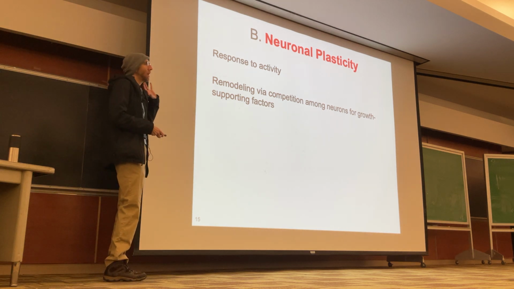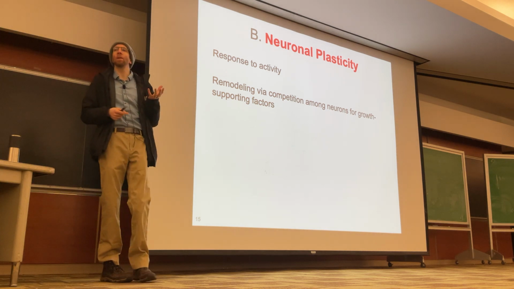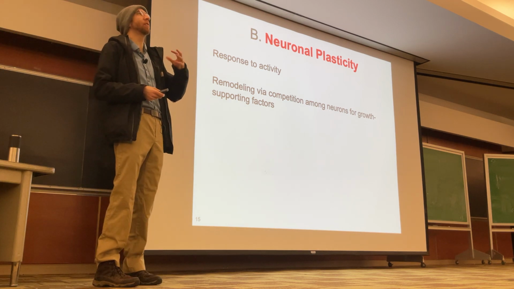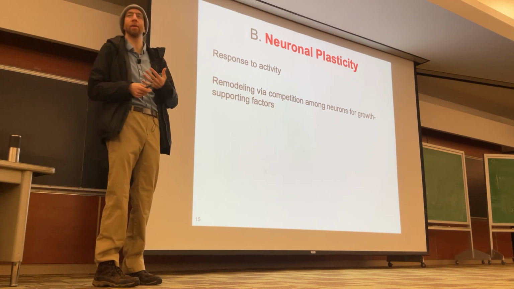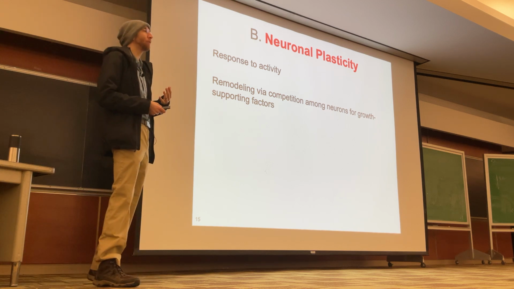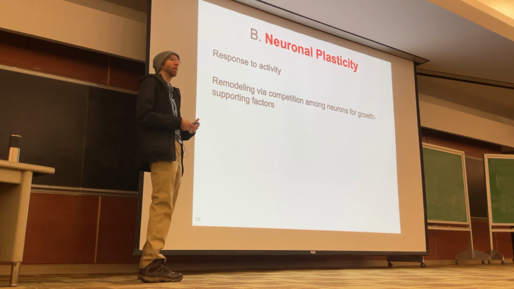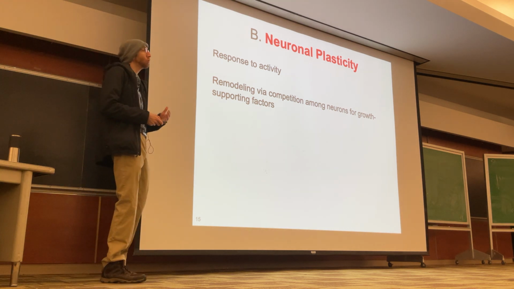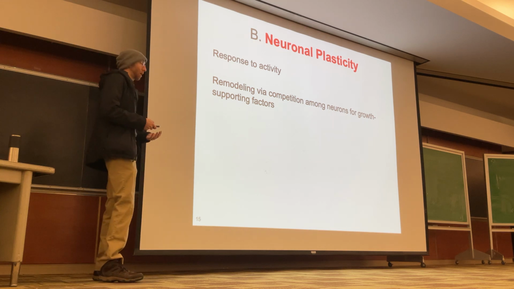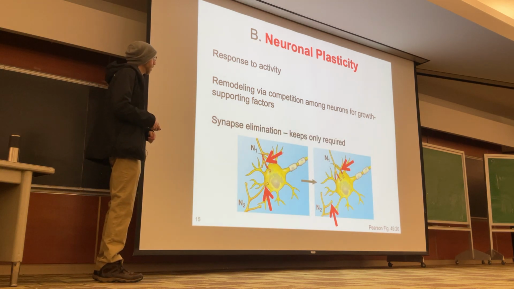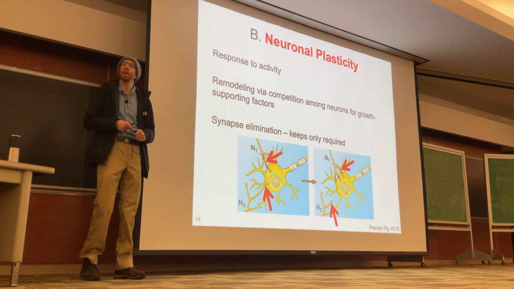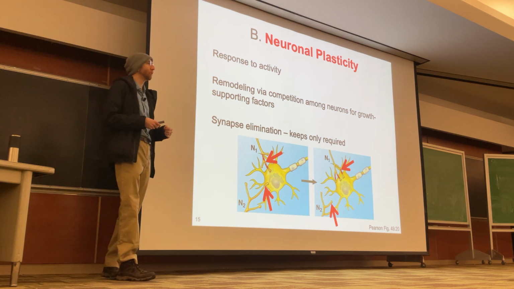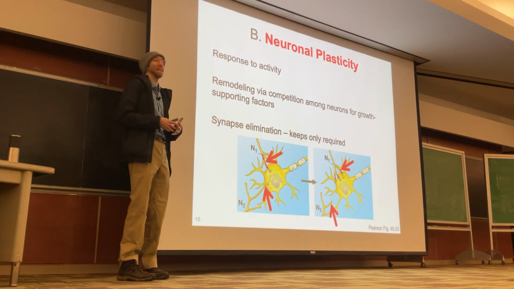And the competition is kind of analogous to natural selection, but instead of success in the competition being based on fitness, success here is measured by activity. The neurons and the synapses that you use, they're the ones that win the competition. The ones that you don't use are the ones that lose the competition. What that means in practice is that for synapses that you use, you're going to get more of them. And for synapses that you don't use, they're actually going to be eliminated.